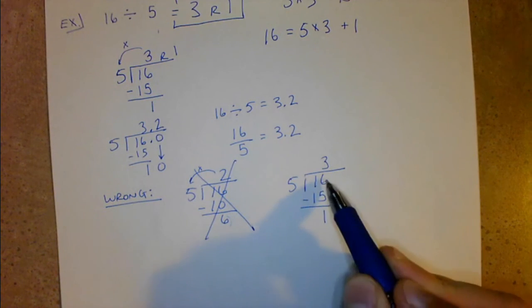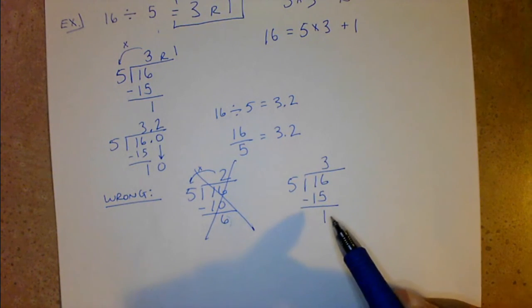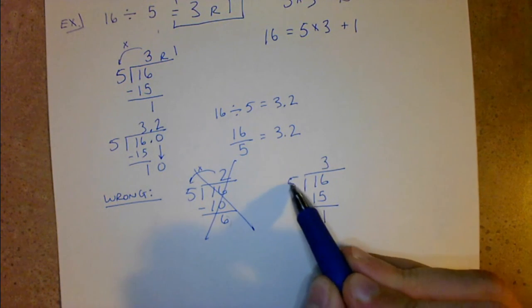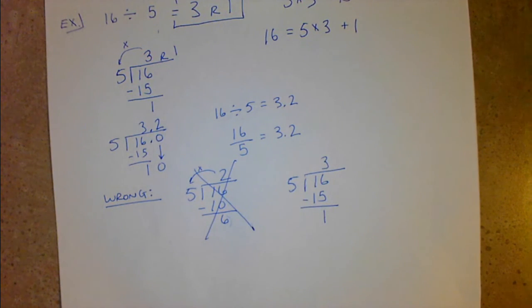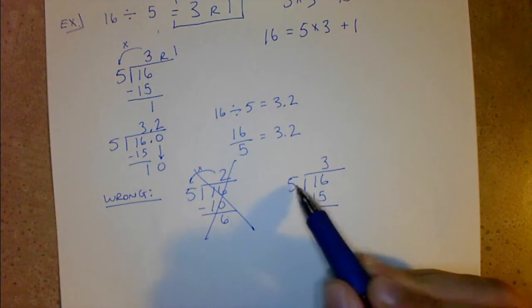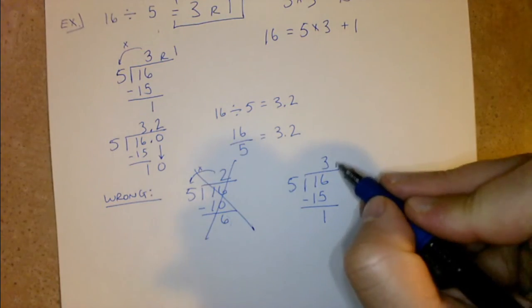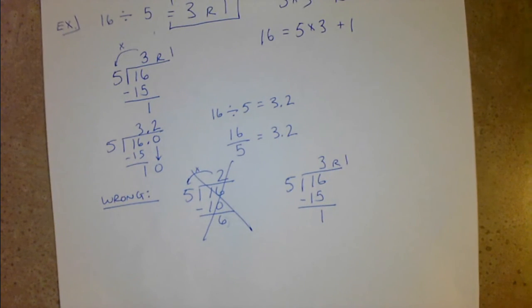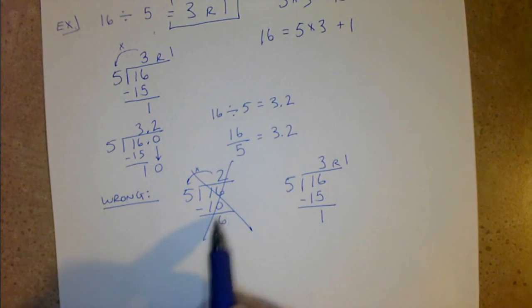When we do the subtraction here, this number should always be smaller than this number here, which happens to be called your divisor. So 5 does not go into 1, and so we can write that as remainder 1, or we could write that as a decimal, however we want to write the answer. So again, this is important.